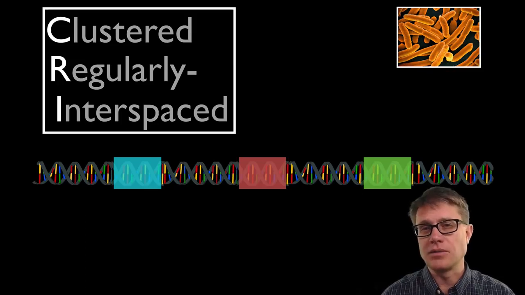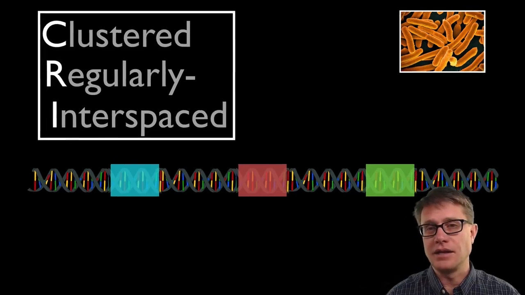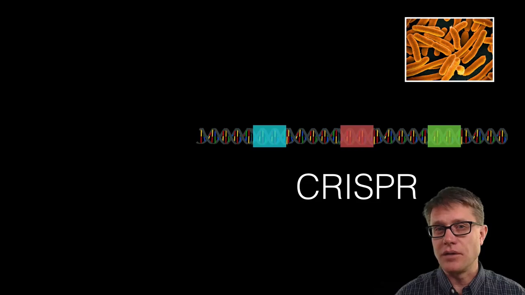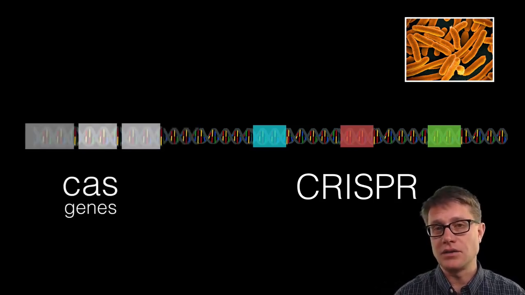And this puzzled scientists when they identified this back in the 80s and 90s. But in the 2000s, what they found is that that spacer DNA, that's the important DNA, matches up perfectly with viral, especially bacteriophage DNA. They also identified a number of genes associated with CRISPR. So these are the CRISPR-associated or Cas genes.